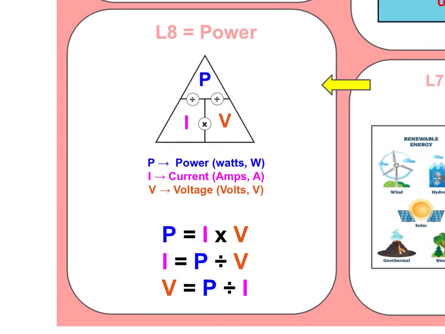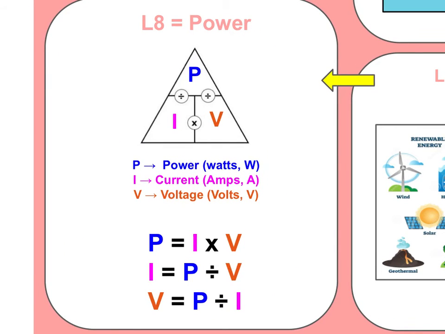Lesson 8 then was another formula triangle, and this is the last one that you're going to learn in year 7. You've got power, which is measured in watts. We've got current, we've used this before, and we've got voltage, and we've used that before. We need to know that current is measured in amps and voltage in volts. And again, we can use this triangle.